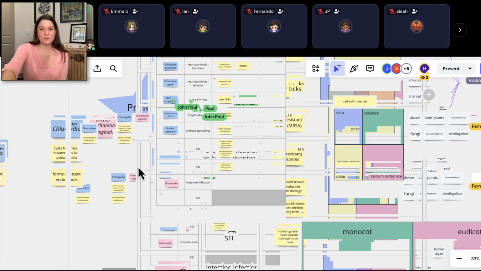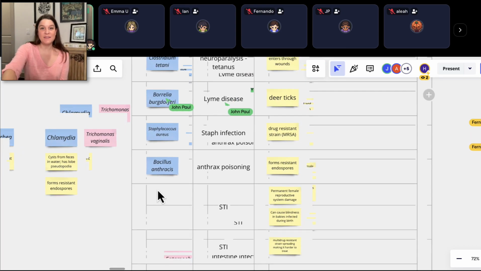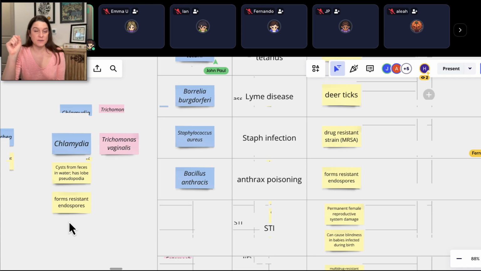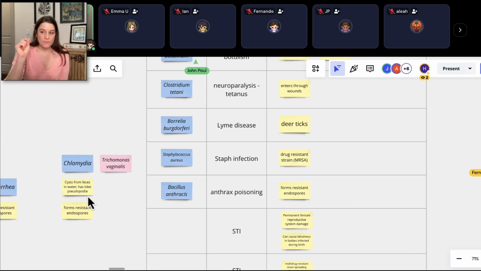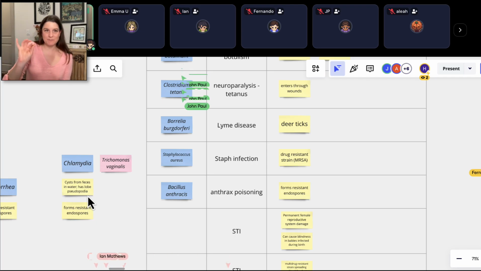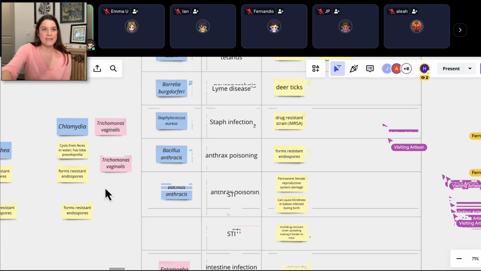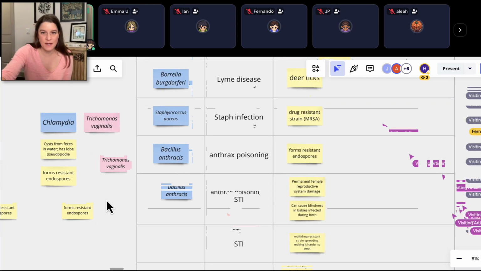Yes, so it forms resistant endospores, which means that, and this is actually true of Clostridium as well. The Clostridiums form resistant endospores. So that's why you can't just boil the food that's puffed up to make sure it's okay. You can't just cook the food and expect it not to have botulism poisoning in it still. The anthrax is the same way. It forms these endospores, which you can breathe in and get really sick, and even die from that.